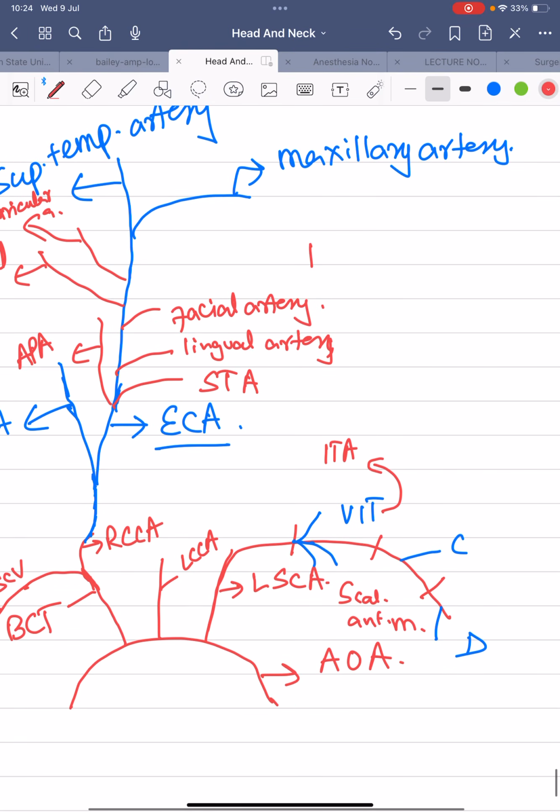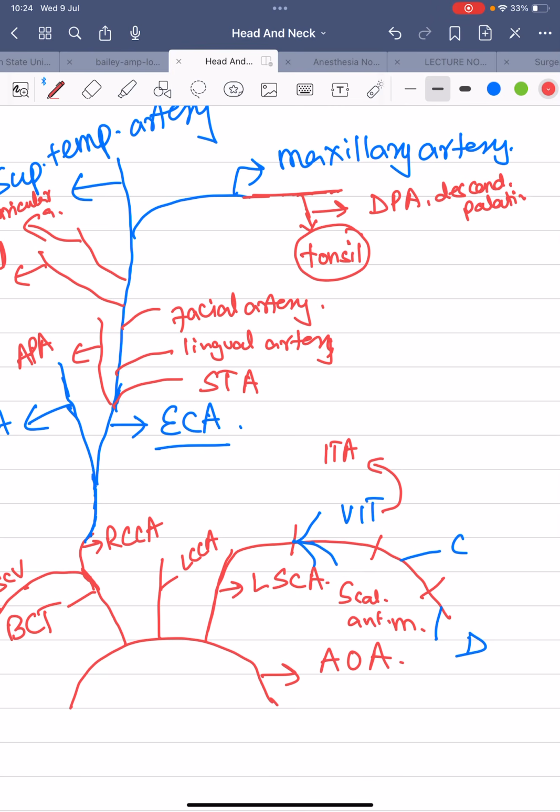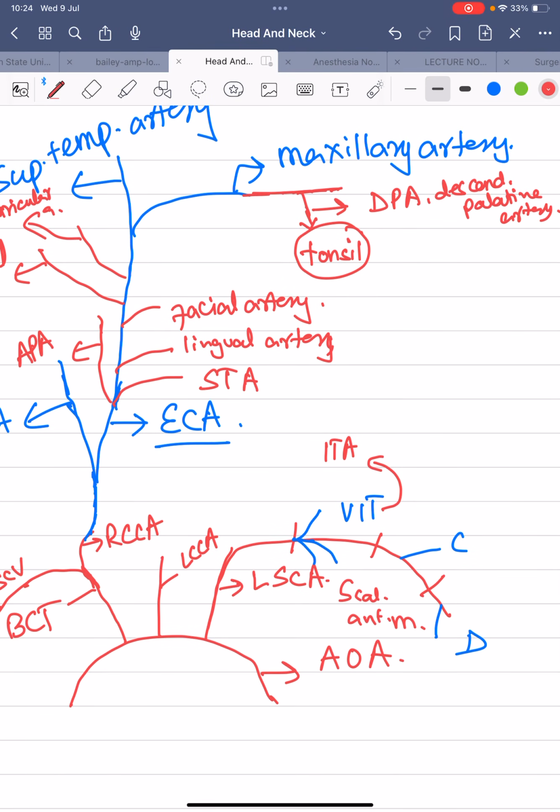Okay, here I can write the tonsils also. For example, if this is the tonsil, so from the maxillary artery, one branch is going here and giving blood supply to the tonsil. So this is your which artery? Descending palatine artery. Okay, now see here, this ascending pharyngeal artery is also giving blood supply to the tonsils.